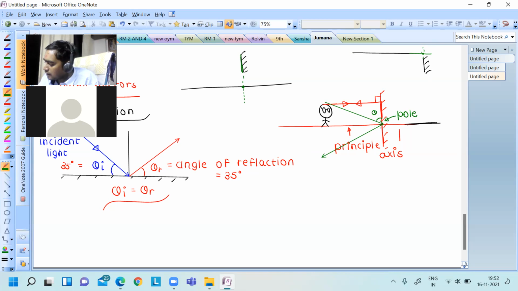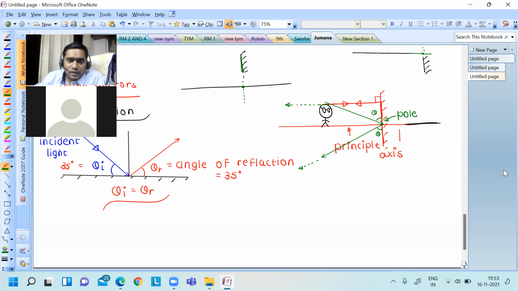Okay, got it. But now the main question arises. See, this ray just turns back, so it goes in this direction. This reflected ray goes in this direction. An image is only formed when two reflected rays intersect each other.